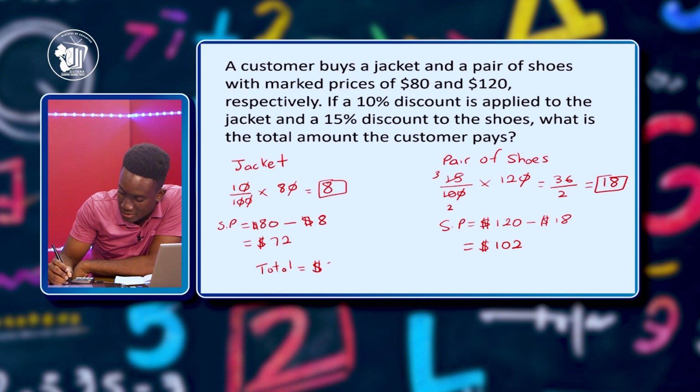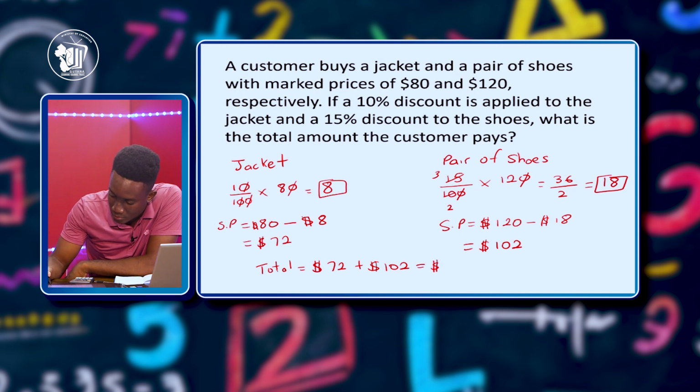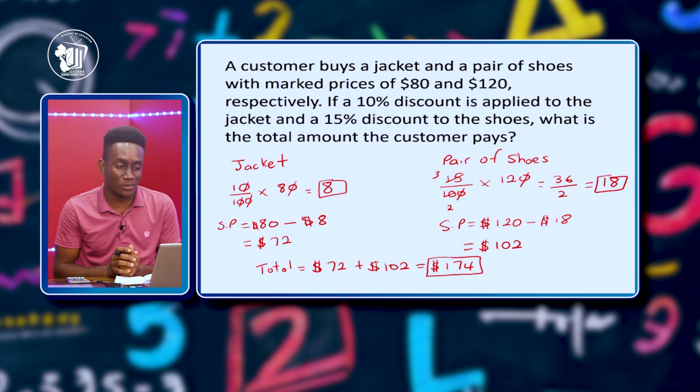So the total amount that the customer will pay would be $72 plus $102, which should be $174. So that would be the total amount that the customer pays. With that, this has brought us to the end of our discount video, and I trust that you now have a good understanding of discount.